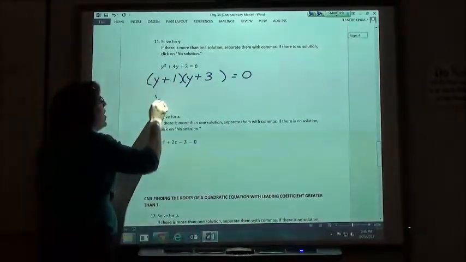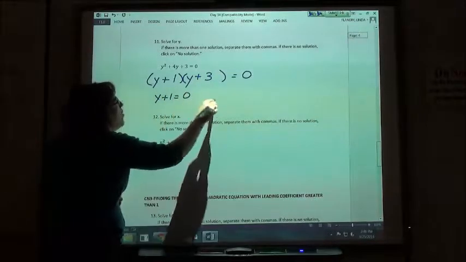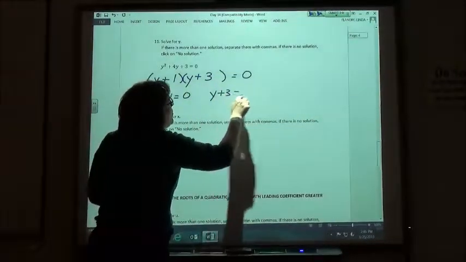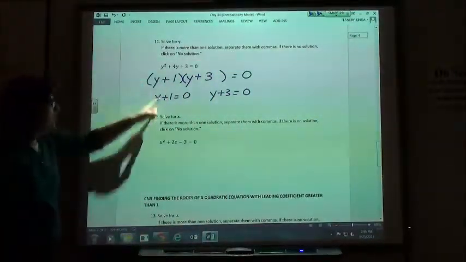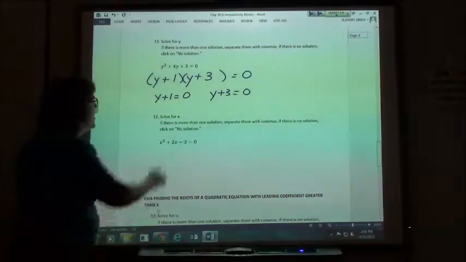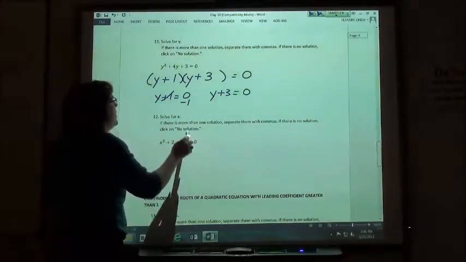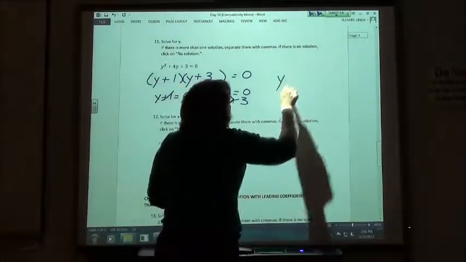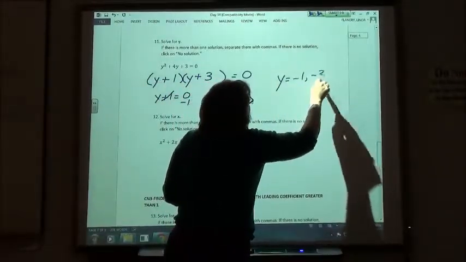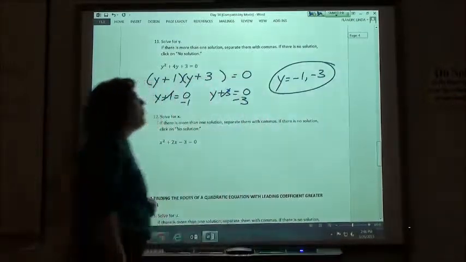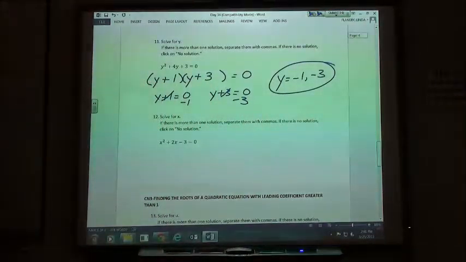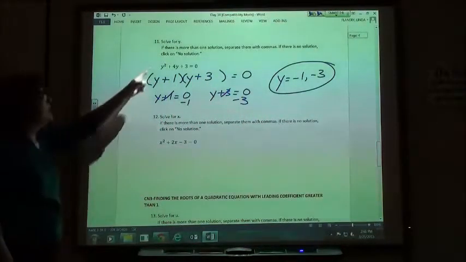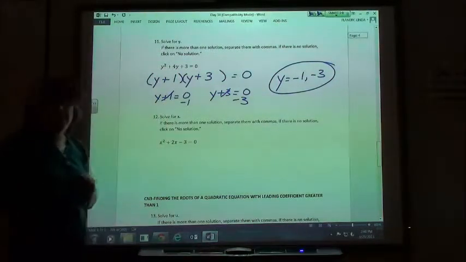So either y plus 1 equals 0 or y plus 3 equals 0. Solving those, we're just moving our number to the other side. So I'm going to minus 1 and minus 3. So y would equal negative 1 or negative 3 for my answers. And again, you could substitute them in and see, do I really get 0? I bet you do.